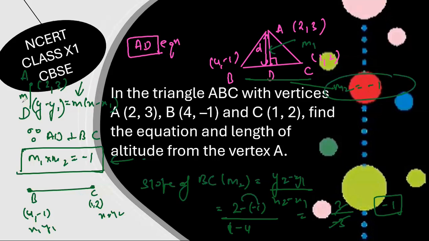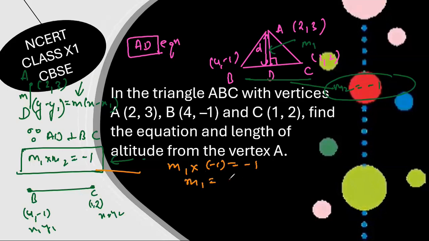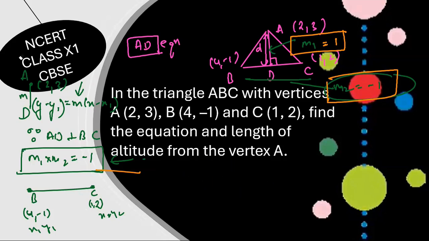Now, because I have the slope m2, I can easily find the slope m1 by putting it in the formula. So m1 multiplied by m2, which is -1, is equal to -1. So m1 is -1 over -1, which is 1. So m1 I got as 1. I easily found the slope of line AD. Now you have the slope for AD and you have a point also, so you can easily find the equation of line AD.